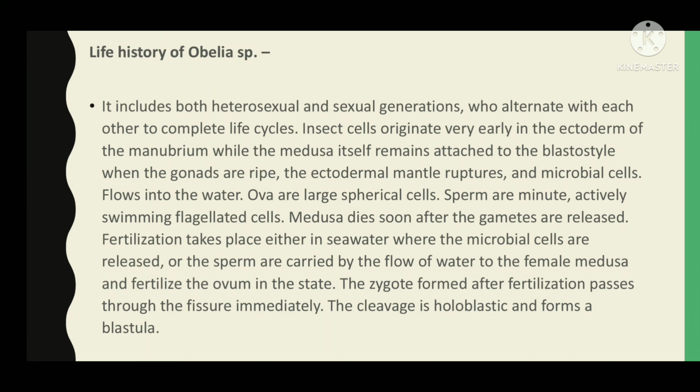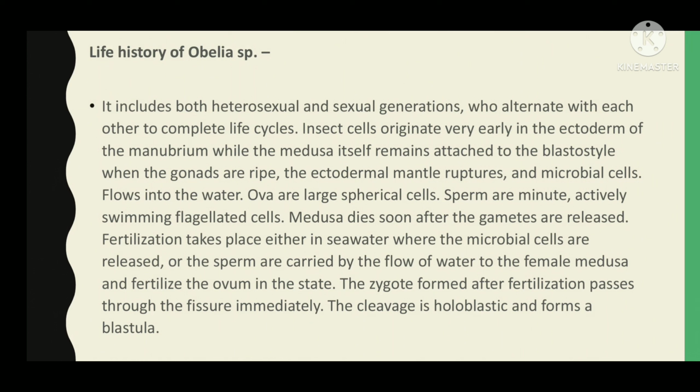The life history of Obelia includes both sexual and asexual generations that alternate with each other to complete the life cycle. The germ cells originate in the ectoderm of the manubrium quite early, when the medusa itself remains attached to the blastostyle. When the gonads are ripe, the ectodermal covering ruptures and the germ cells are set free in water. The ova are large rounded cells. The sperms are minute, actively swimming flagellated cells. The medusae die soon after liberating the gametes.